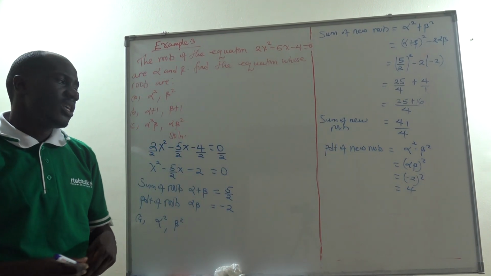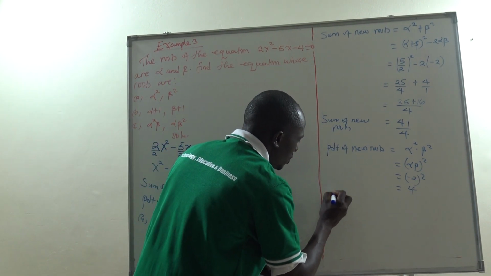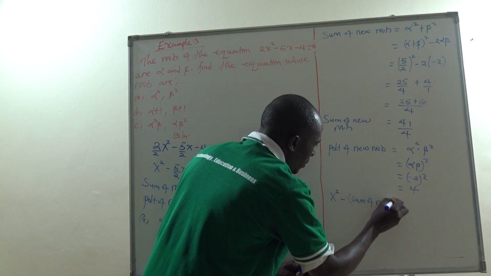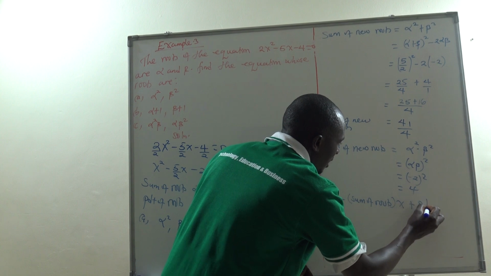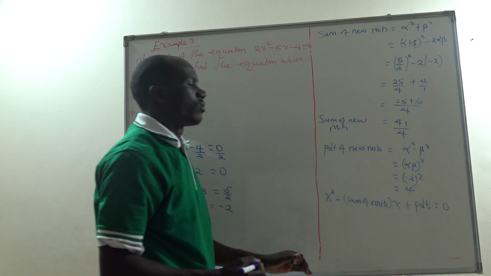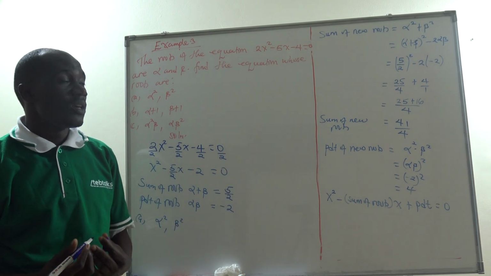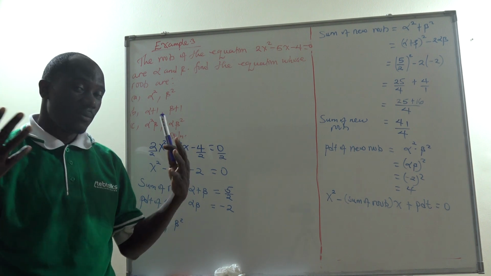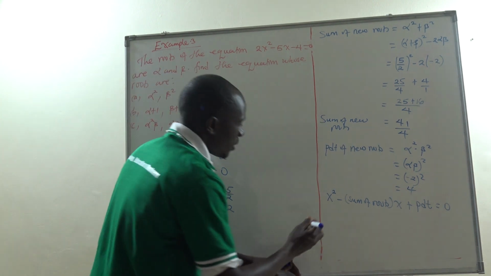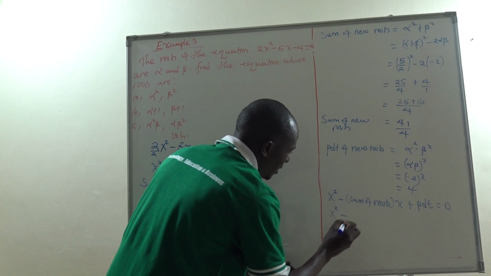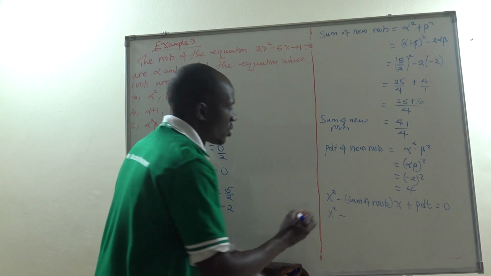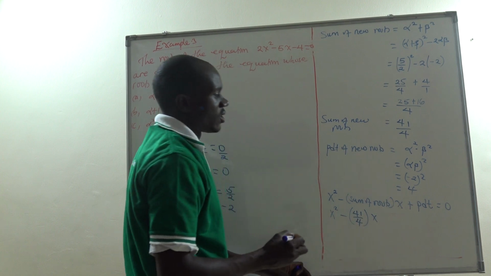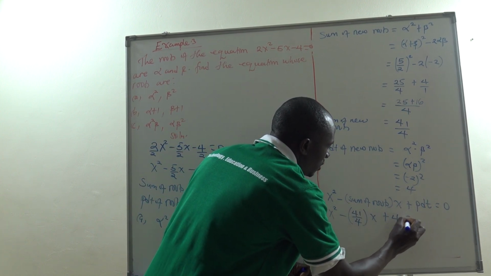So the equation which they want us to get is given in terms of x squared minus sum of roots, so we are talking about those new roots, plus the product equals 0. That's the formula we are going to be using. We even used it yesterday when we were forming equations from the roots of the quadratic. So we substitute: x squared minus, do we know the sum of roots? The sum of roots is already 41 out of 4, x, plus the product which is already 4, equals 0.